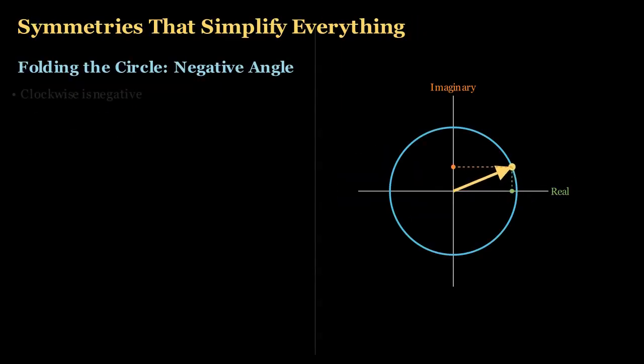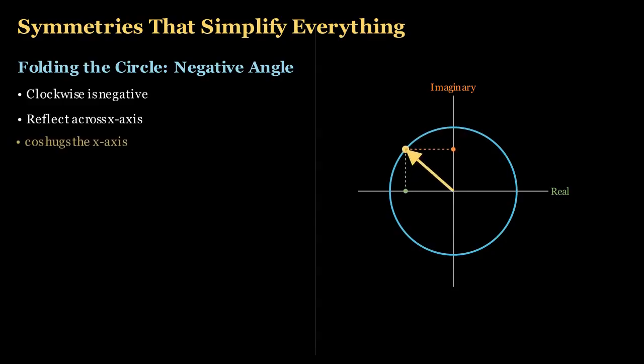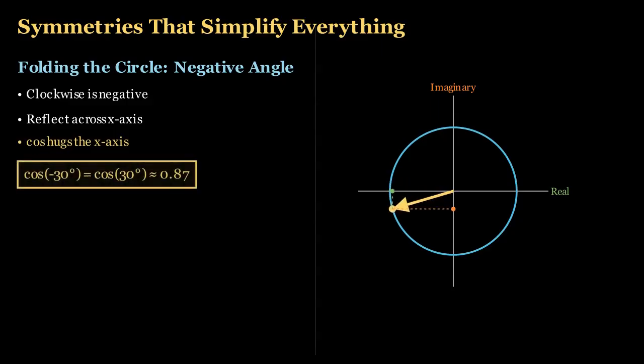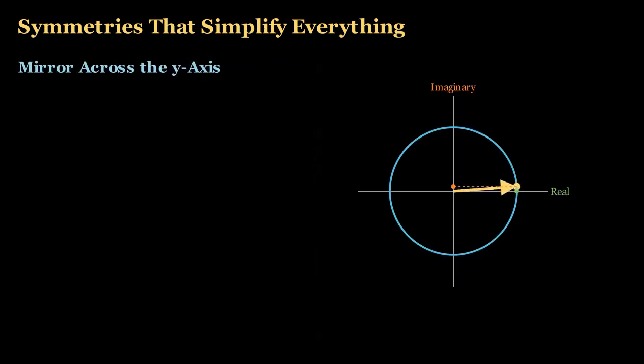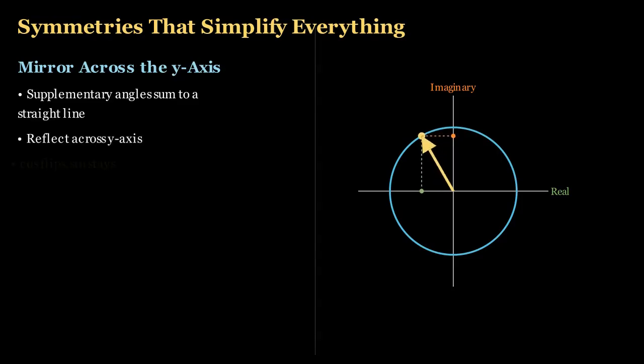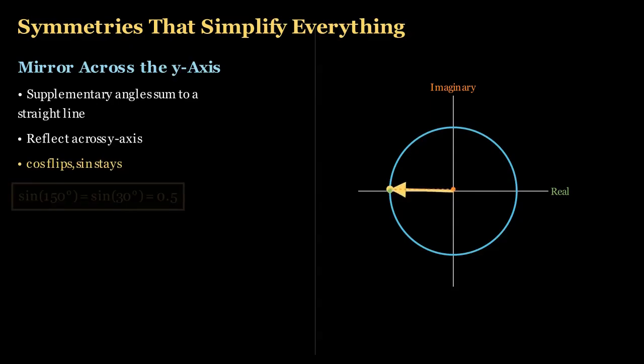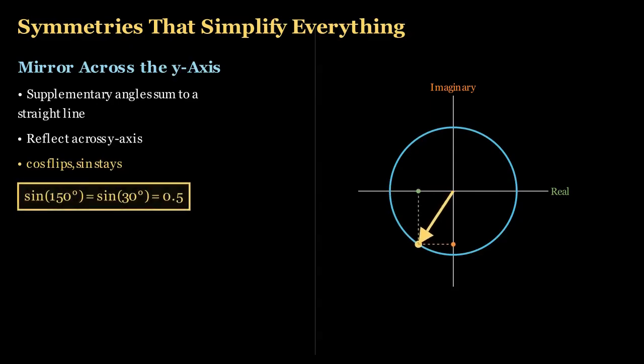We just saw sine and cosine wave forever. Now, let a radius sweep clockwise, a negative angle. Its reflection across the x-axis shows the x-coordinate stays put, while the y-coordinate flips sign. Now reflect that point across the y-axis. The new angle is supplementary, it pairs with the original to make a straight line. The y-coordinate, sine, is unchanged, the x-coordinate, cosine, becomes its negative.